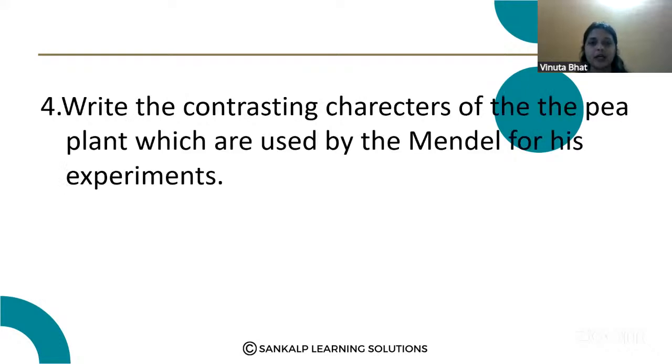Next question. Write the contrasting characters of the pea plant which were used by Mendel for his experiments. Mendel selected the pea plants because they have a short lifespan and also have some contrasting characters that are helpful for his experiment. Then what are the characters of the pea plant which were used by Mendel? Please note down this question. After that we will discuss the answer for this question.